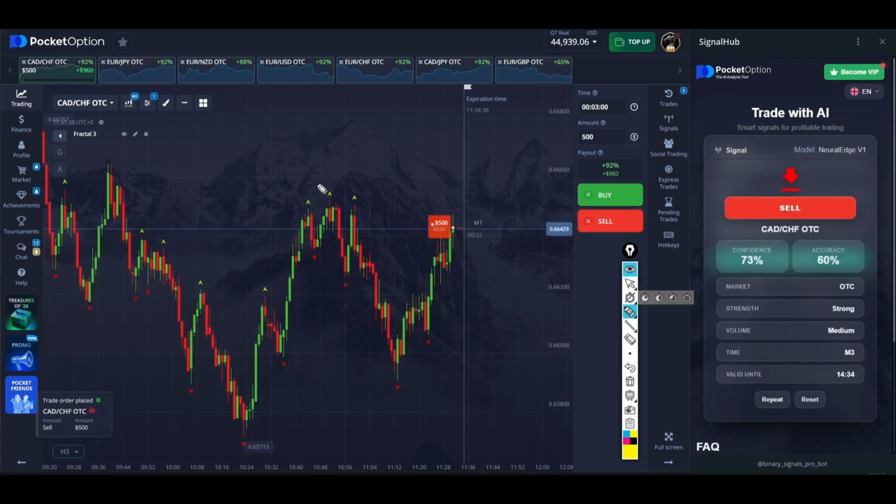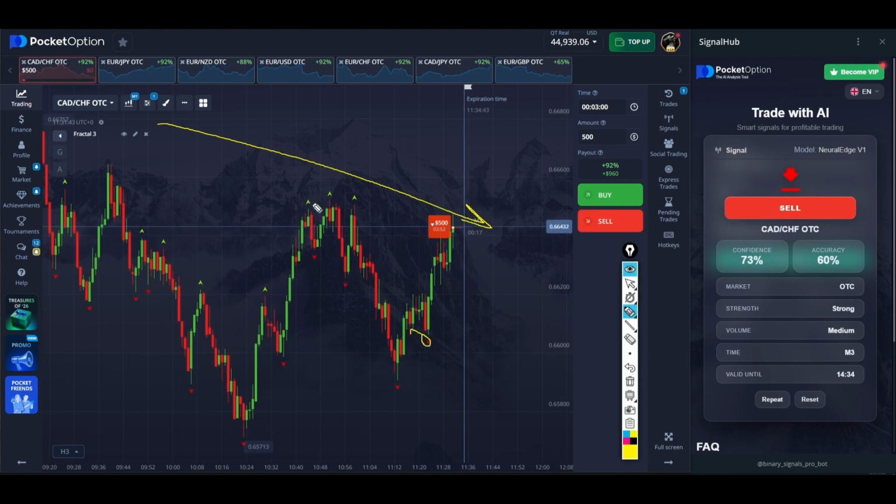The bot shows a sell entry, and I react to it. We have a clear downtrend, and price is trading near local highs. I'm expecting a fairly smooth move in my favor here. Let's see how this trade plays out.